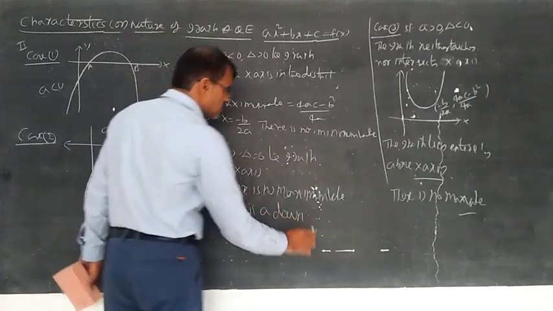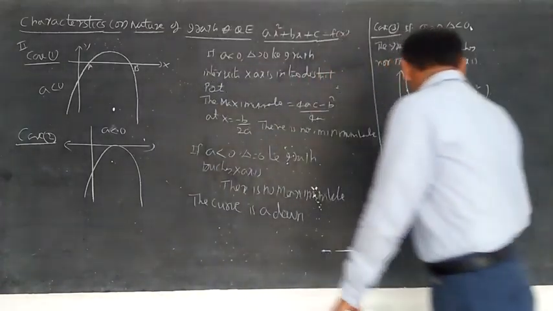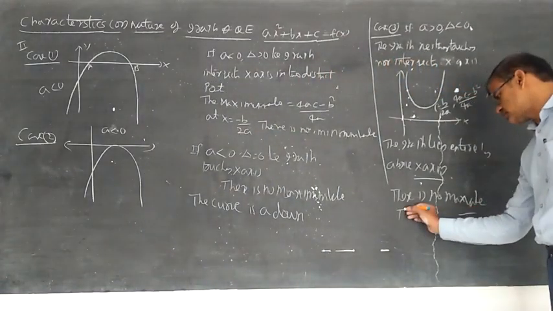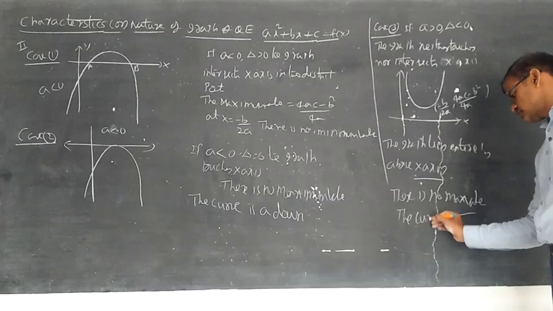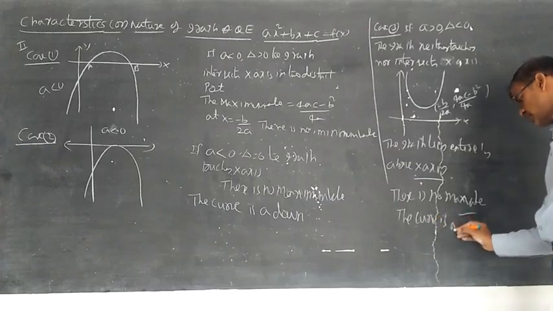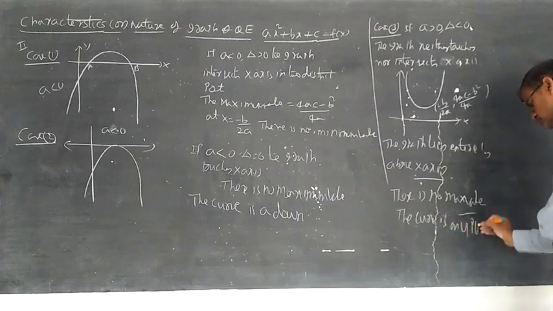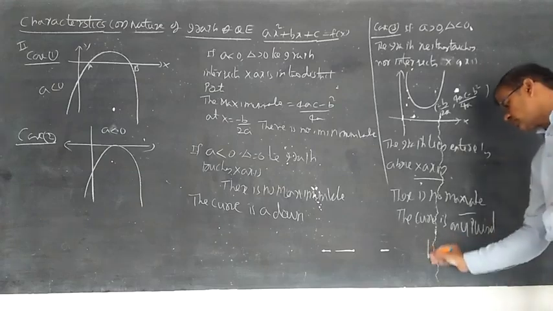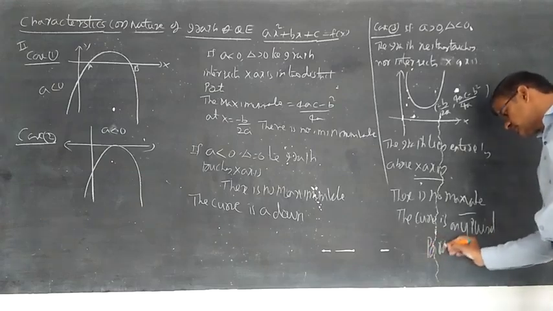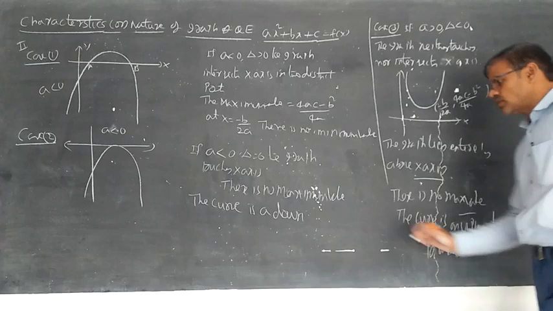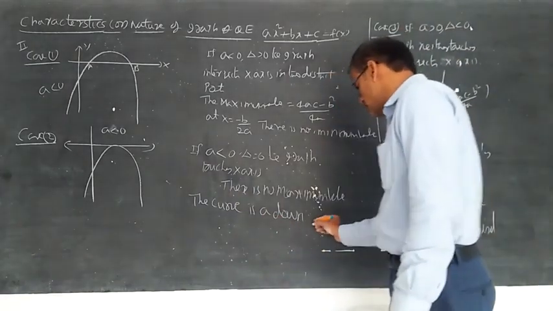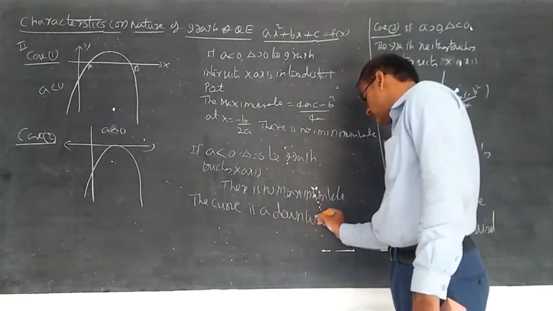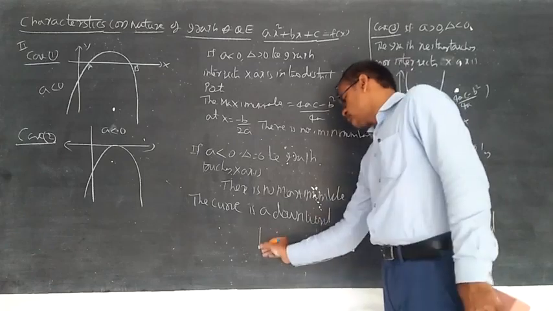There you can say the curve is an upward parabola. You can write it. The curve is an upward parabola. Whenever a greater than 0, the curve is called an upward parabola. And whenever a less than 0, the curve is called a downward parabola.